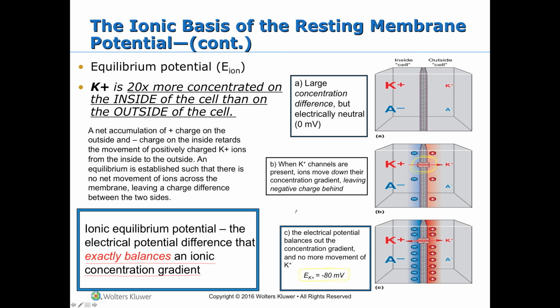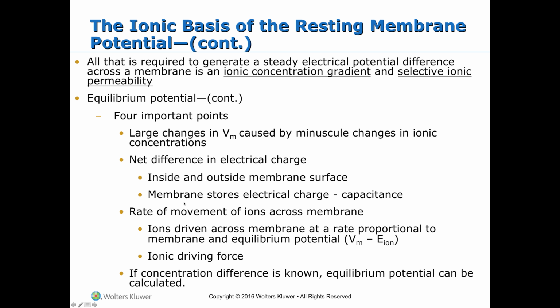So a net accumulation of positive charge on the outside and negative charge on the inside retards the movement of positively charged ions from the inside to the out. So in this case, an equilibrium is established. So there is no net movement of ions across the membrane, leaving a charge difference between the two sides. So all that's required to generate a steady electrical potential difference is an ionic concentration gradient and a permeability to a selective ion.